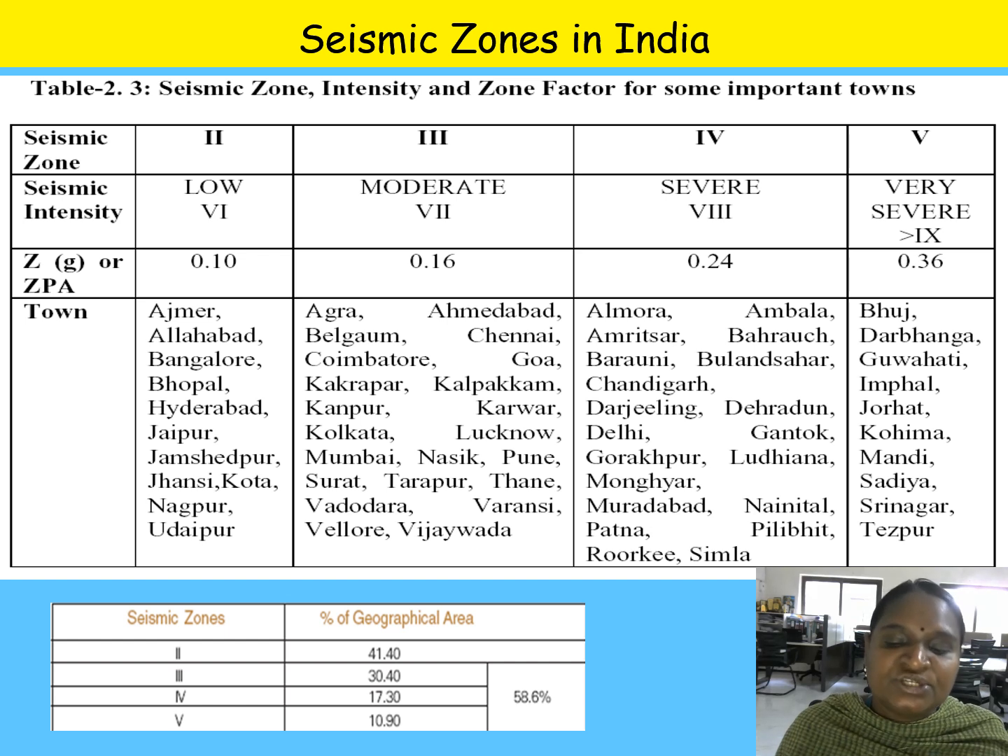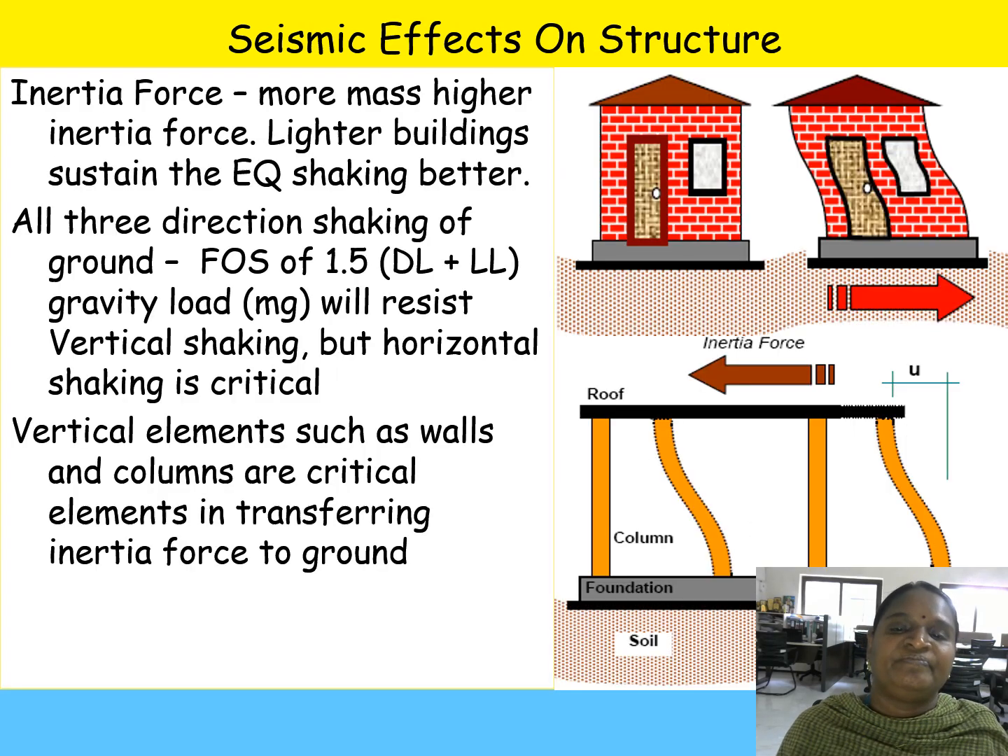Here you can see the seismic zones 2, 3, 4, 5 in terms of percentage of geographical area. In the seismic zone map of India, 41.4 percent of the geographical area falls under zone 2. Altogether, zones 3, 4 and 5 come under the category of 58.6 percent.